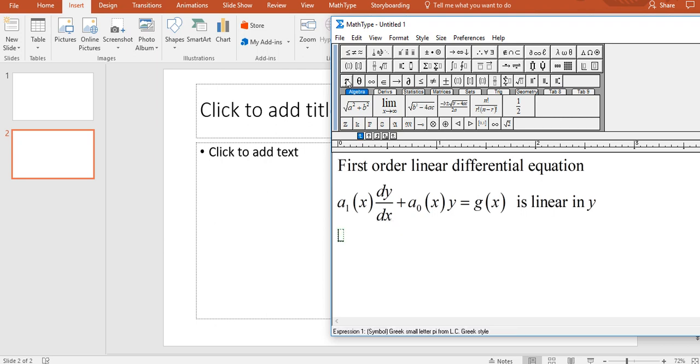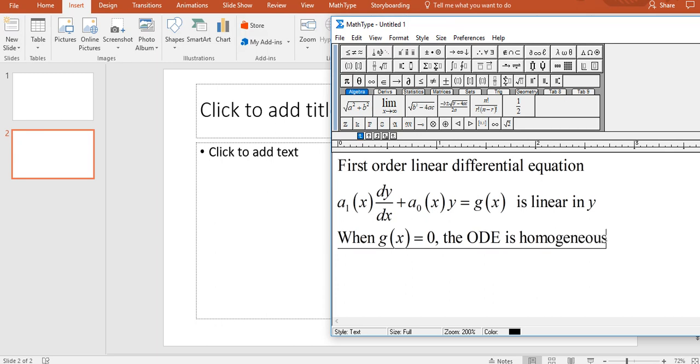Now, there's something to be said here. When this function g of x is equal to 0, the differential equation is homogeneous. You'll hear some say homogeneous or homogenous.